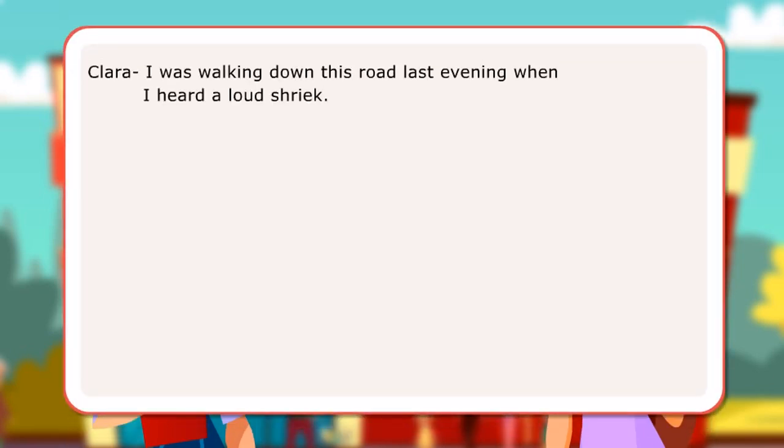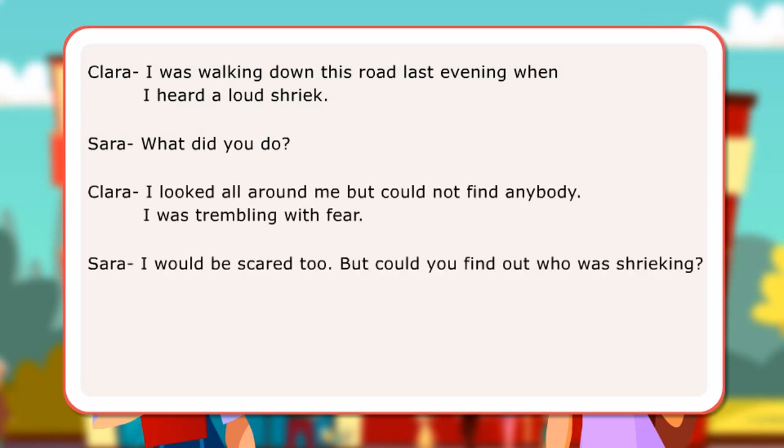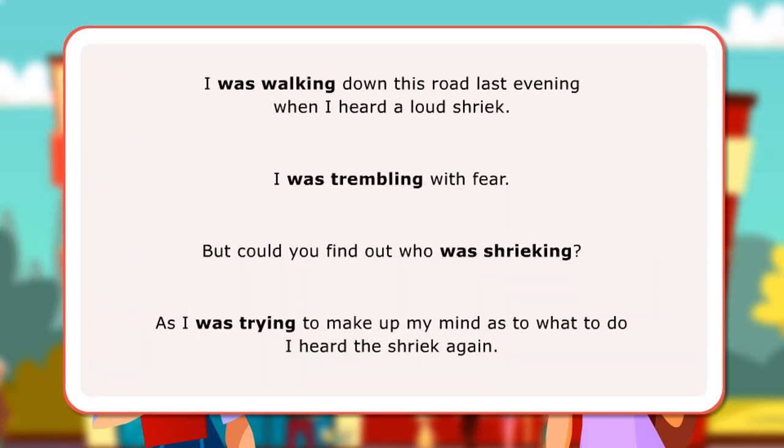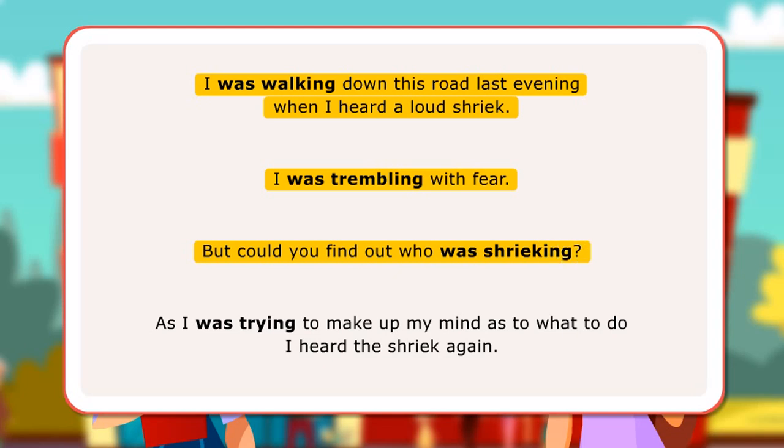In the dialogues, the girls have used verbs that speak about an action taking place for some time continuously in the past, and also about something that was taking place when something else happened in the past. Here are some examples of sentences with verbs in past continuous tense. I was walking down this road last evening when I heard a loud shriek. I was trembling with fear. But could you find out who was shrieking? As I was trying to make up my mind as to what to do, I heard the shriek again.